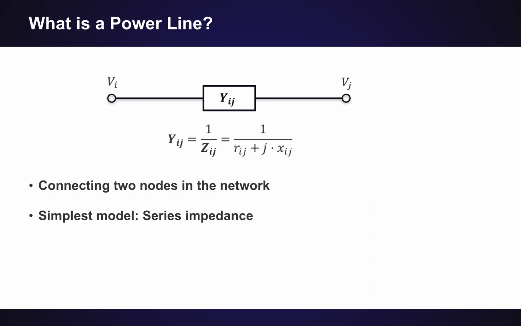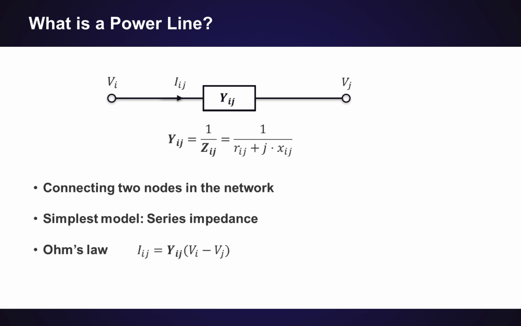So a power line really connects two nodes in the network. Here you see a power line connecting node I to node J, and in the middle there is the series admittance Yij. Yij is given as 1 over the impedance, where R represents the resistance and X represents the reactance. And this is really the simplest model we can have of a power line.